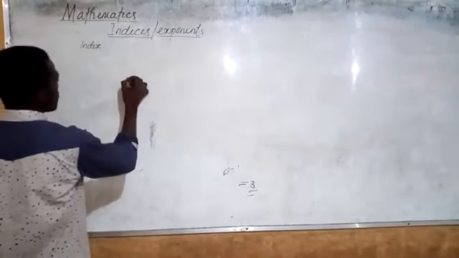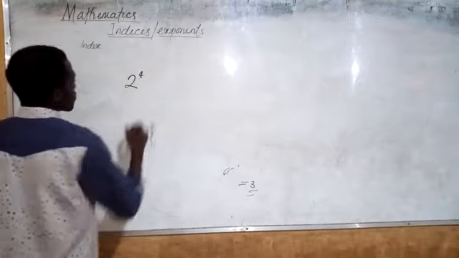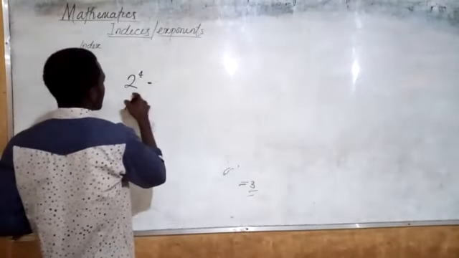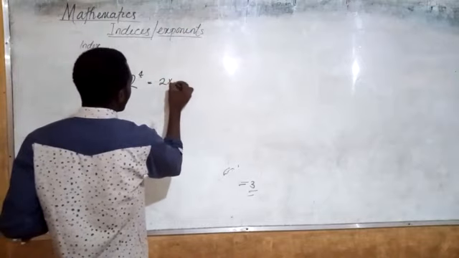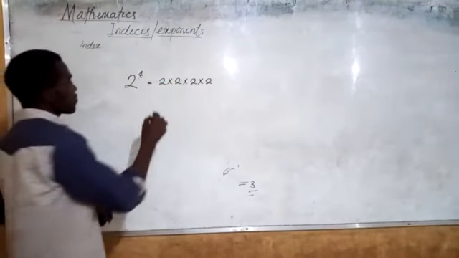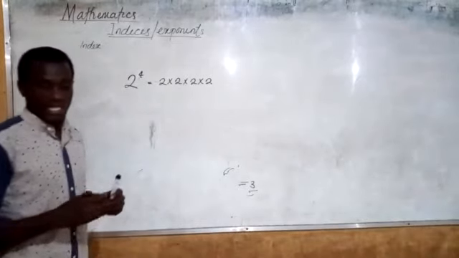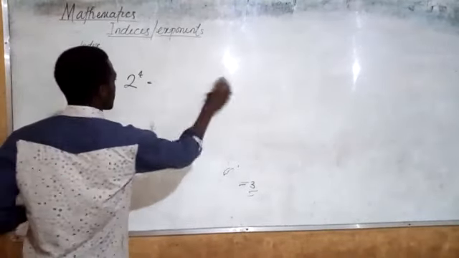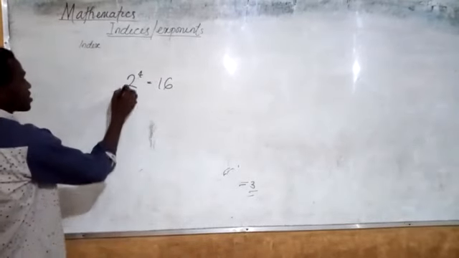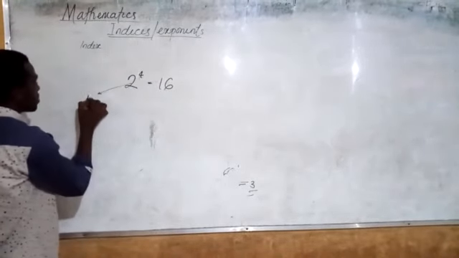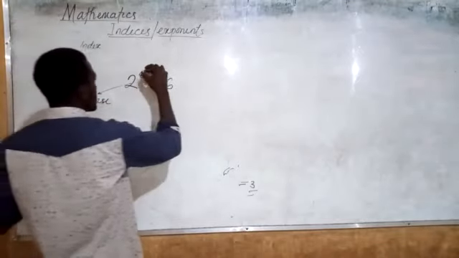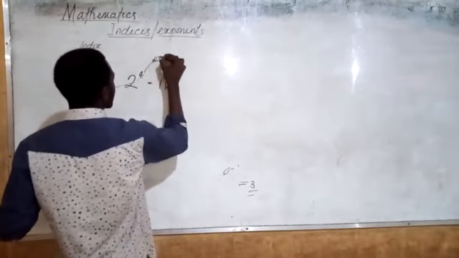So for example, if I have 2 raised to the power of 4, this will mean that I multiply 2 in 4 places. Now if I multiply 2 in 4 places, we did get 16 the other time. Now, let's define these terms. This is called the base, and this is called the exponent.